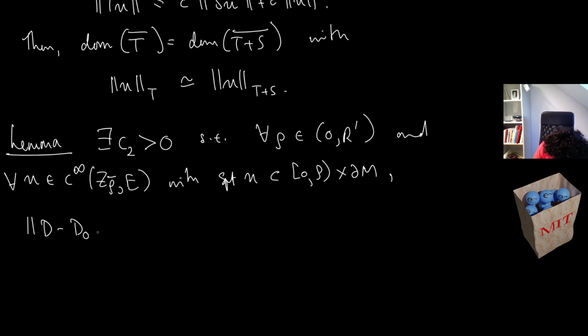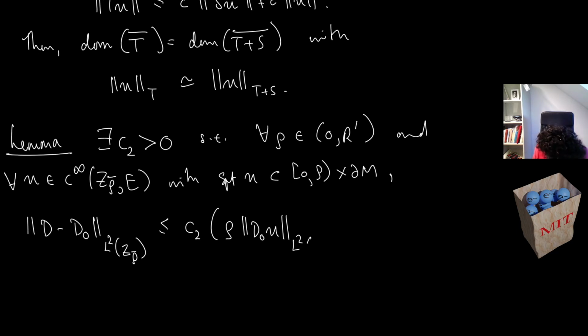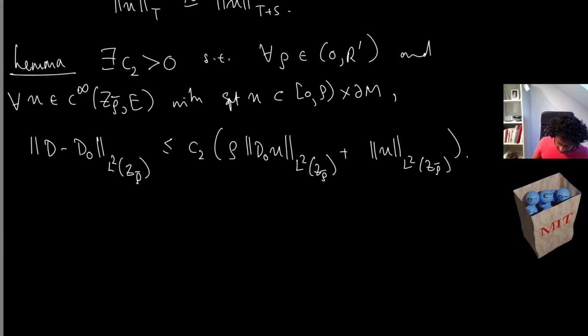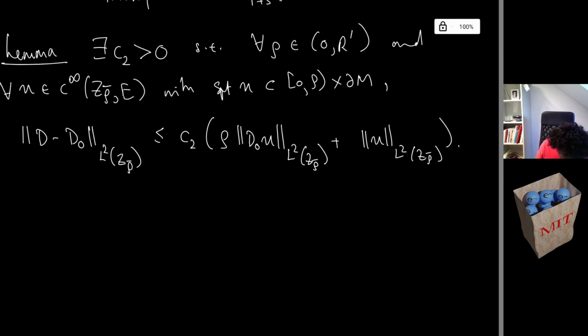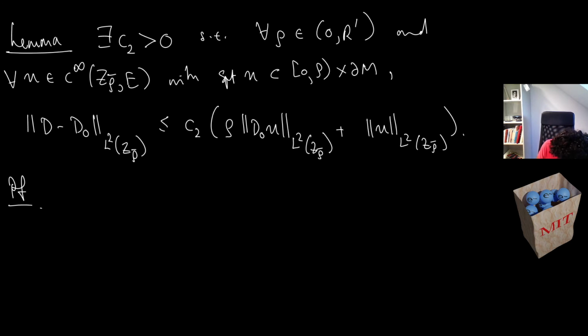So for all u satisfying this, the following estimate holds: the norm of D minus D naught applied to u in L2 of Z rho is bounded by C2 times rho times the norm of D naught u in L2 of Z rho bar, plus the norm of u in L2 of Z rho bar. Okay, so this is setting things up for what we want eventually.